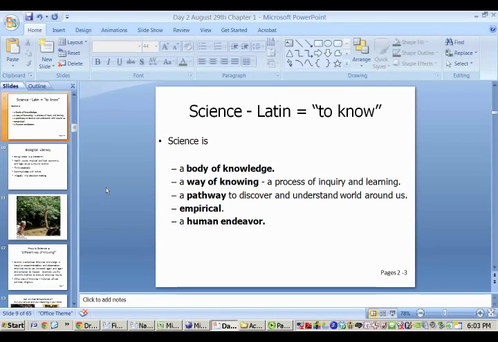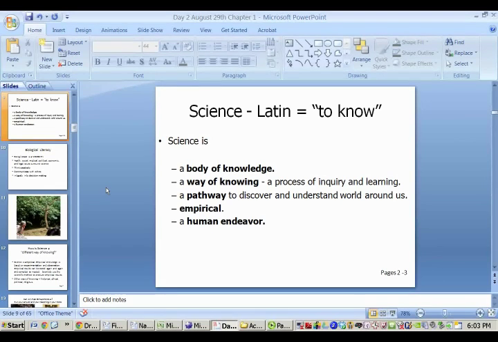We go through a process of inquiry, which means asking questions, and a process of learning. You can have scientific inquiry, scientific learning. Science is a pathway in order to discover and understand the world around us. It's empirical, which means that it's testable. And also, science is a human endeavor.